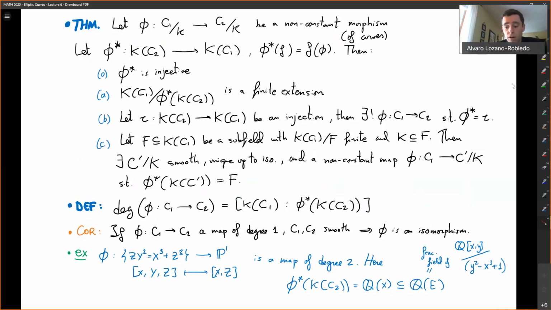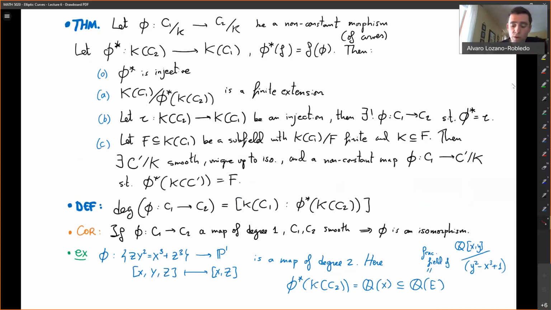And by the way, that corollary, I forget if I mentioned, an important corollary is that if you have a map of degree 1, and C1 and C2 are smooth, then that is an isomorphism, because you have an injection of function fields where the index is 1, so those two function fields are isomorphic. And then the theorem above gives you the other direction of a map. And there, because they're smooth, they're both going to be morphisms, and that gives you an isomorphism.